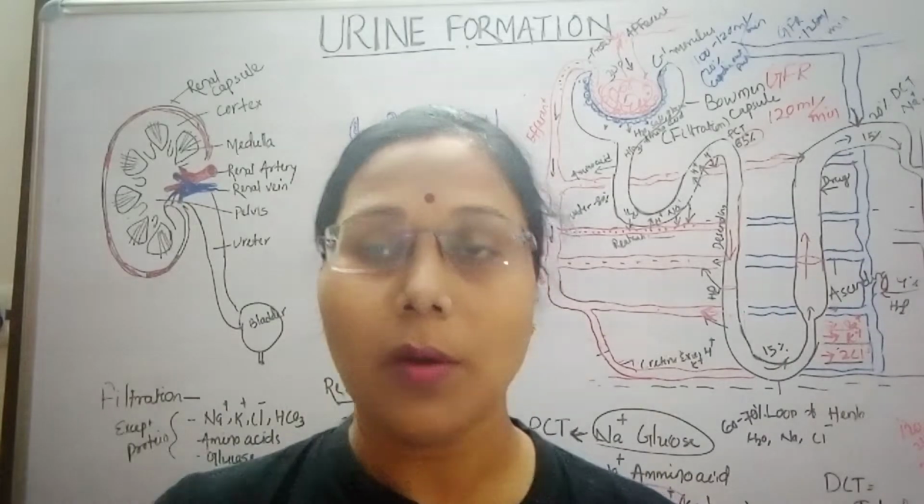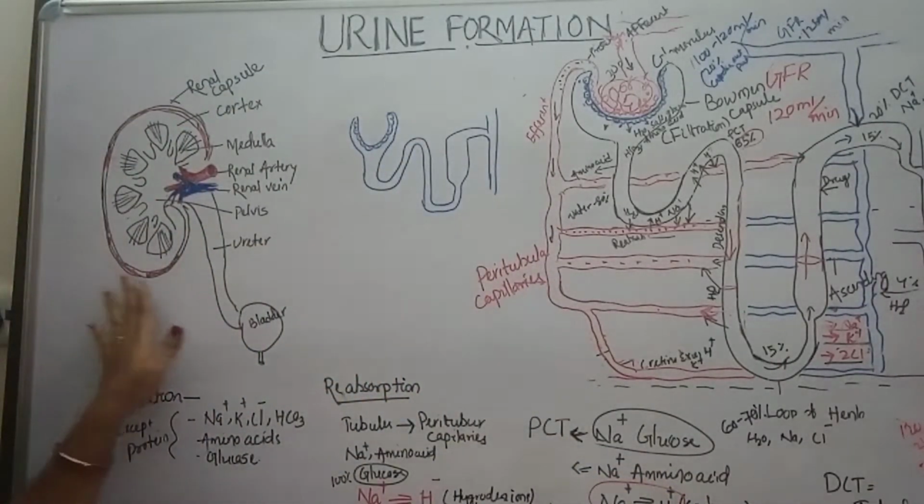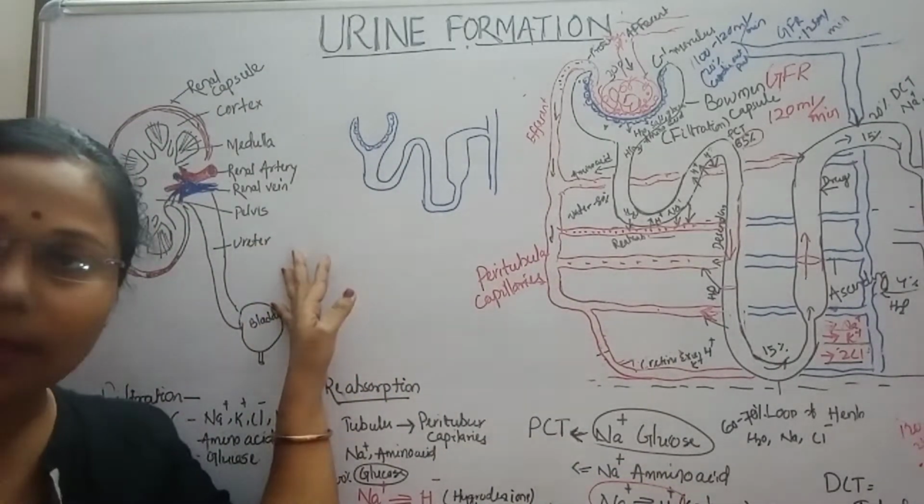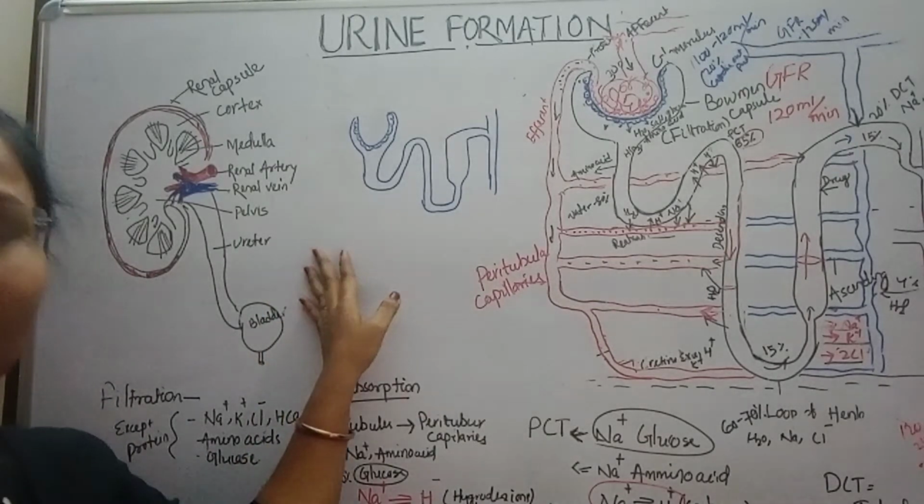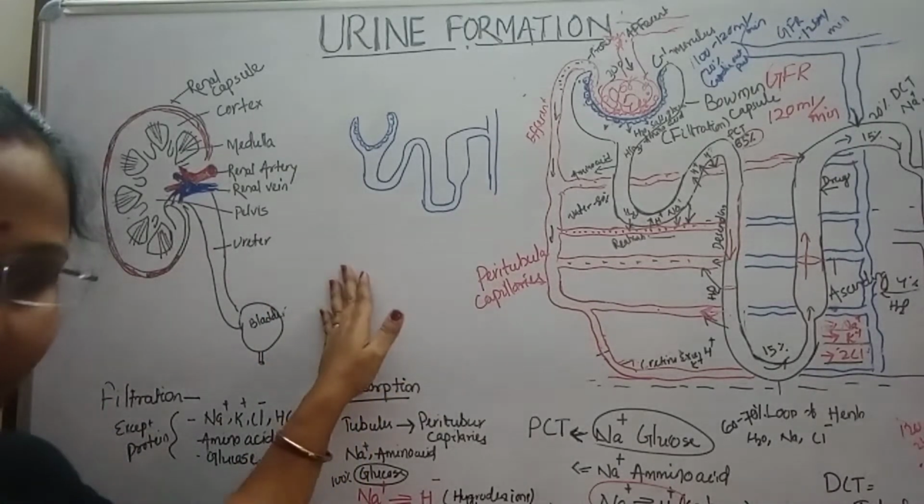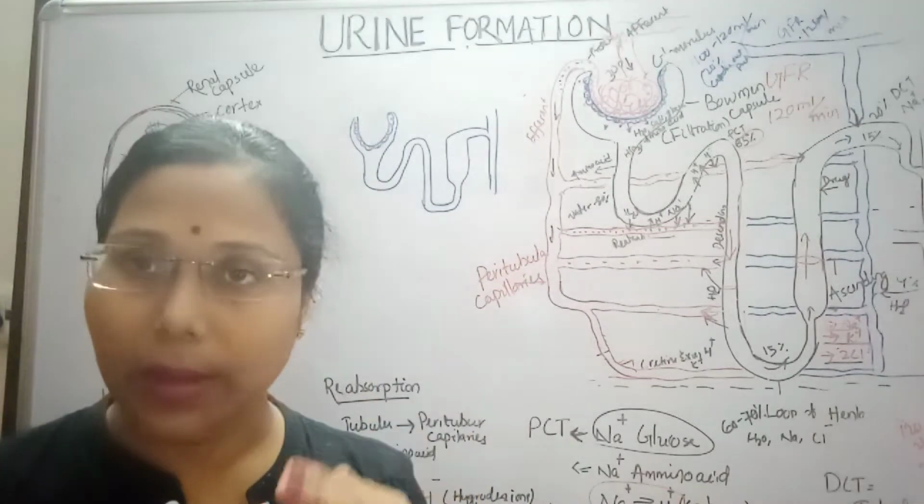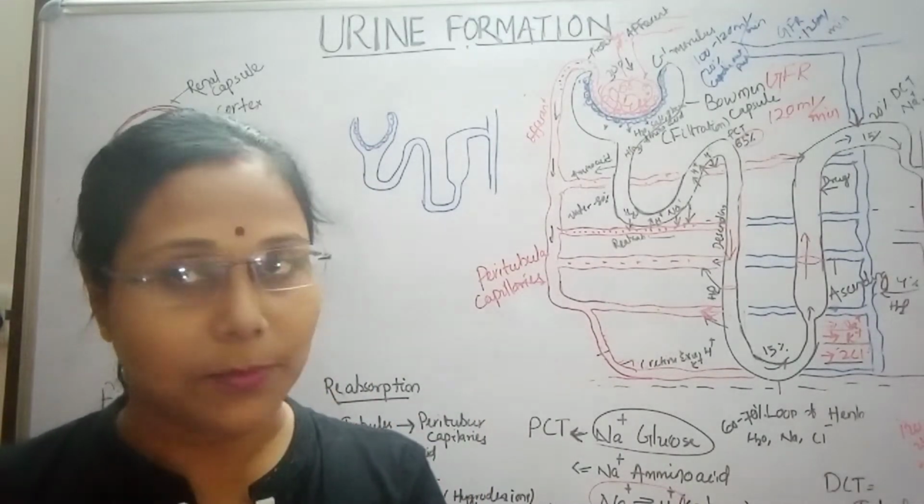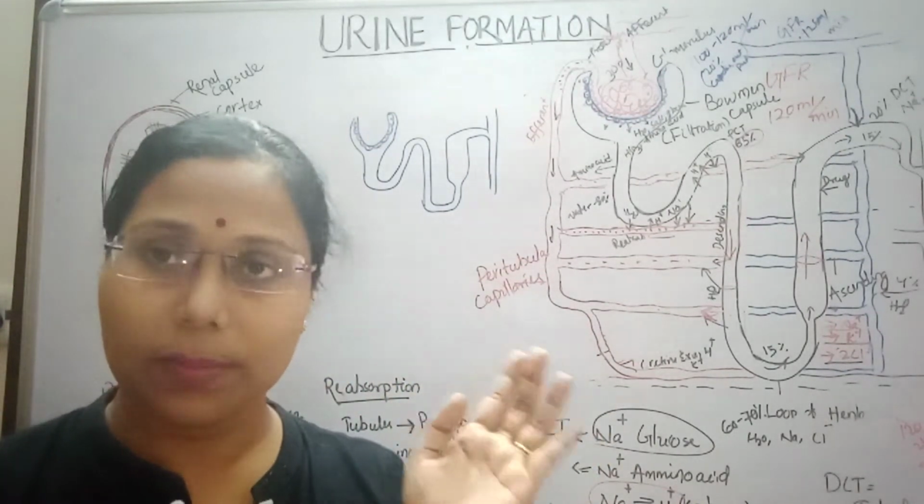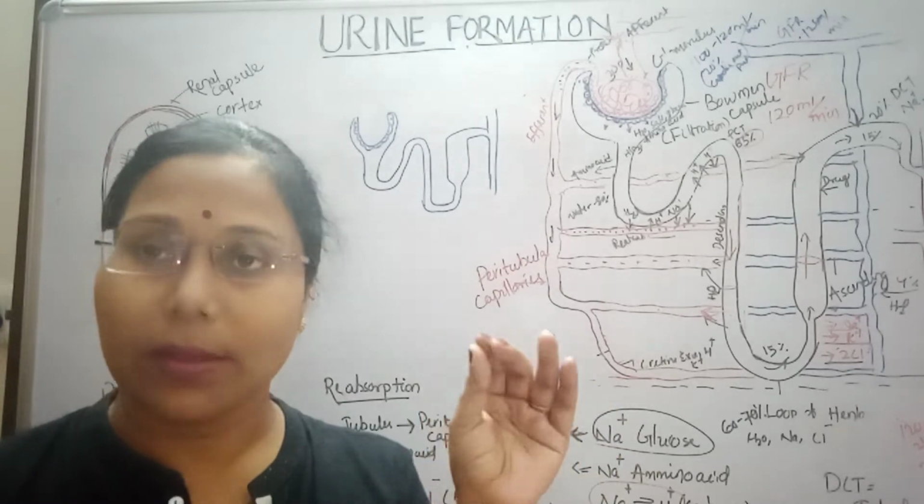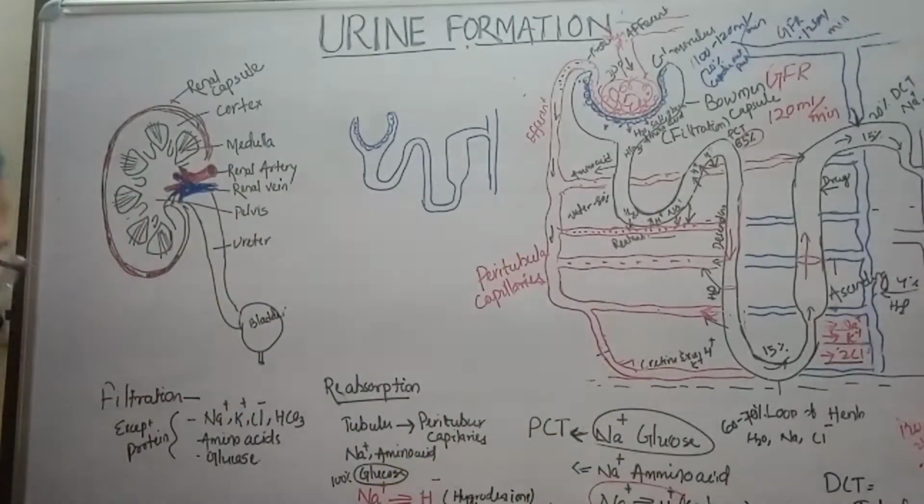Okay, this is the kidney. In our body there are two kidneys, one on the left side and another on the right side. The right kidney is slightly lower compared to the left one because of the position of the liver, which is present on the right side.